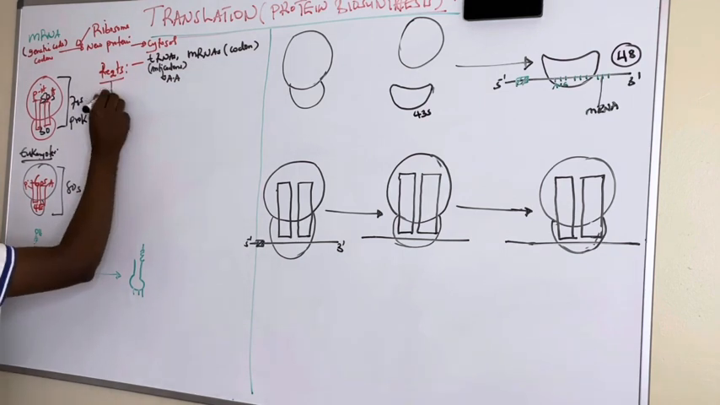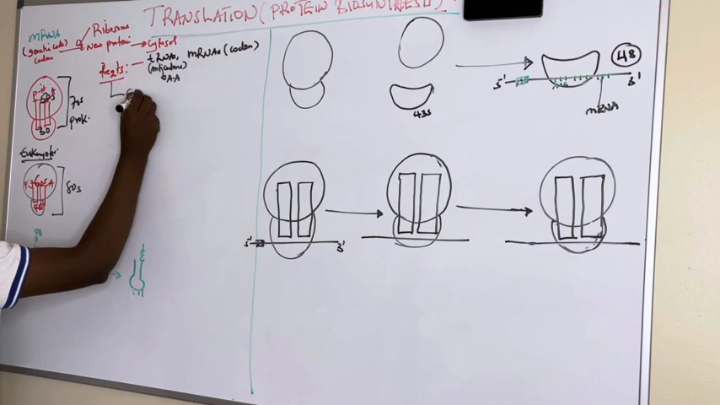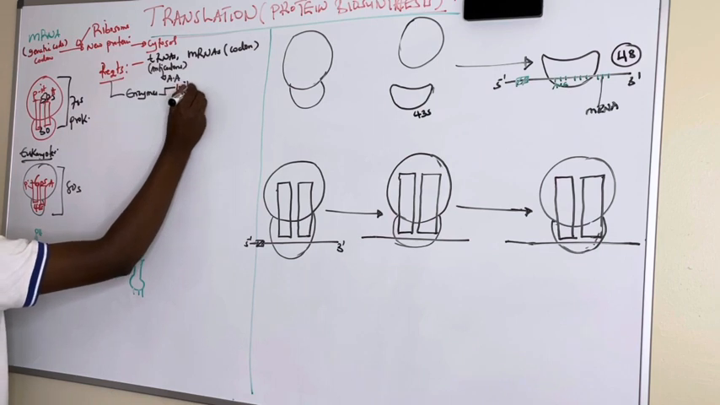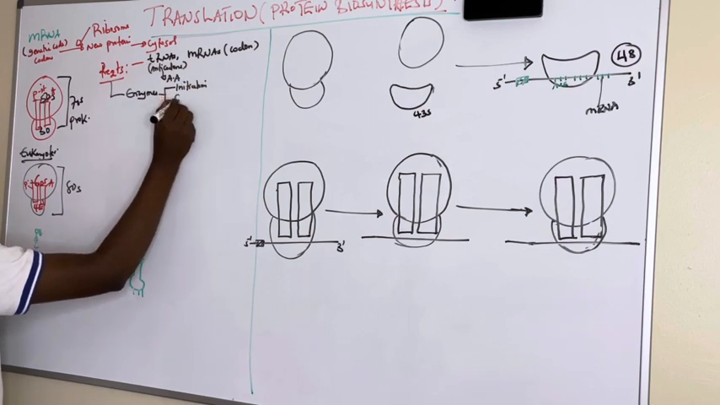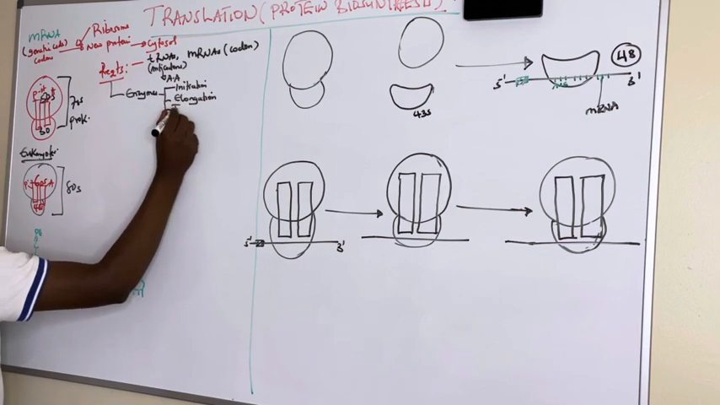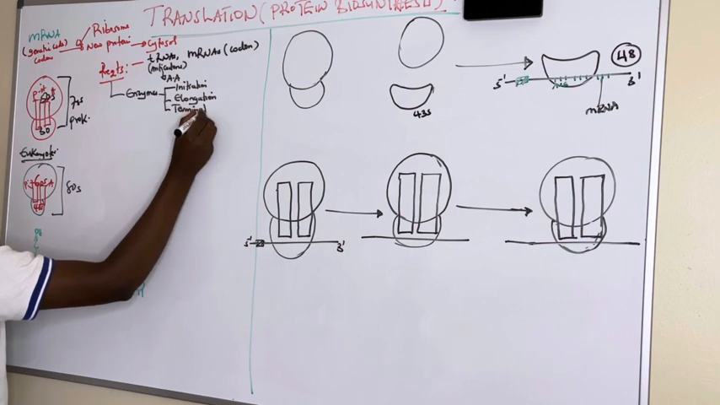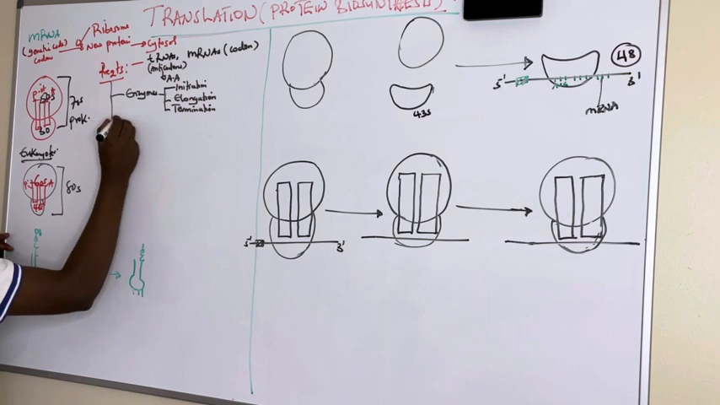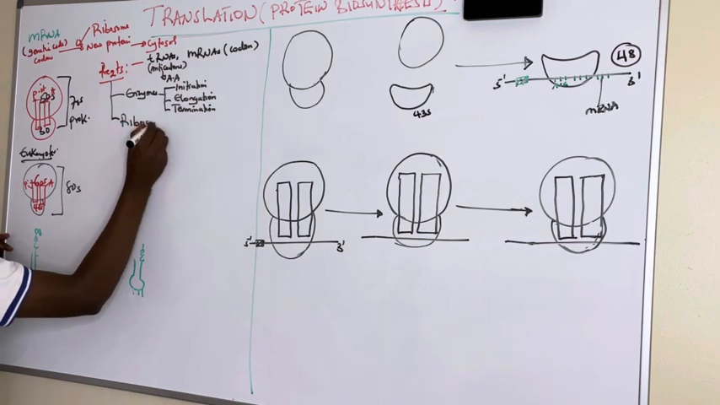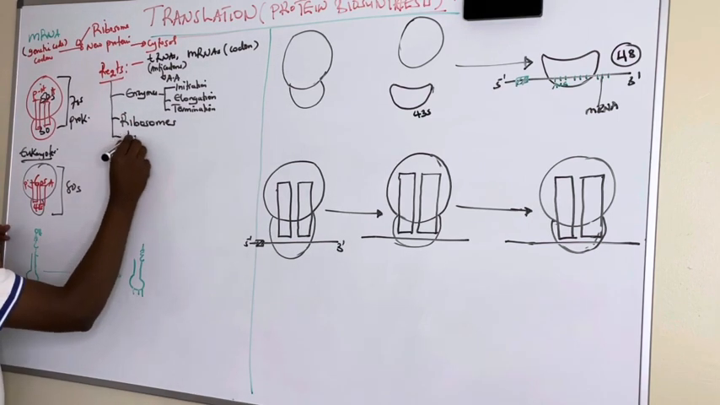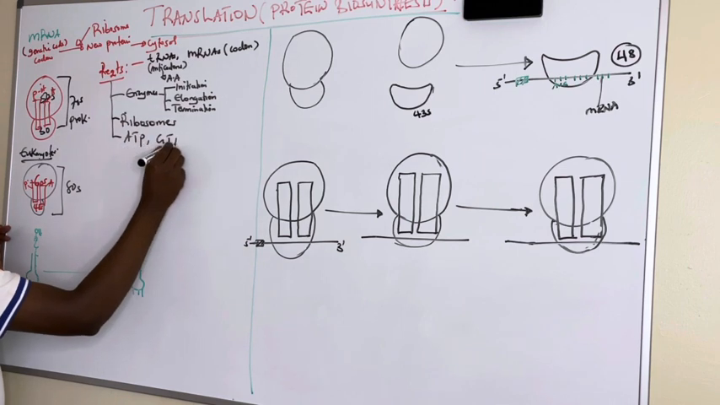Then another requirement we shall need is enzymes, and these enzymes include initiation factors, elongation factors, termination factors, and even so, many enzymes are required. Then we shall also need, the way we said, ribosomes. So these are the requirements, and also we need energy in the form of ATP and GTP.